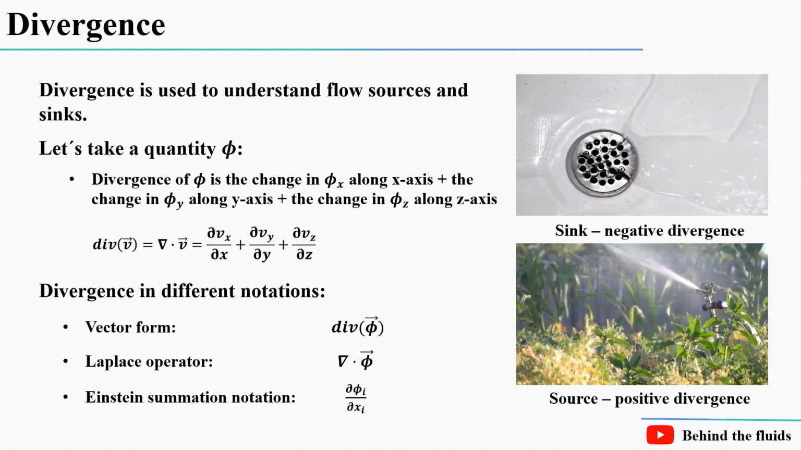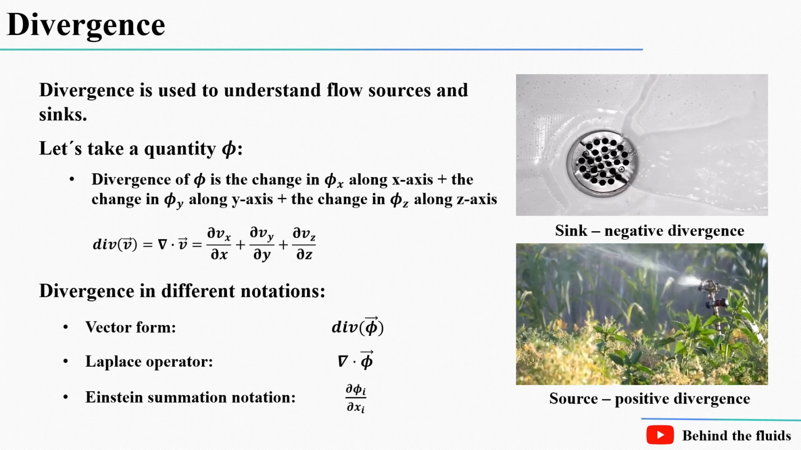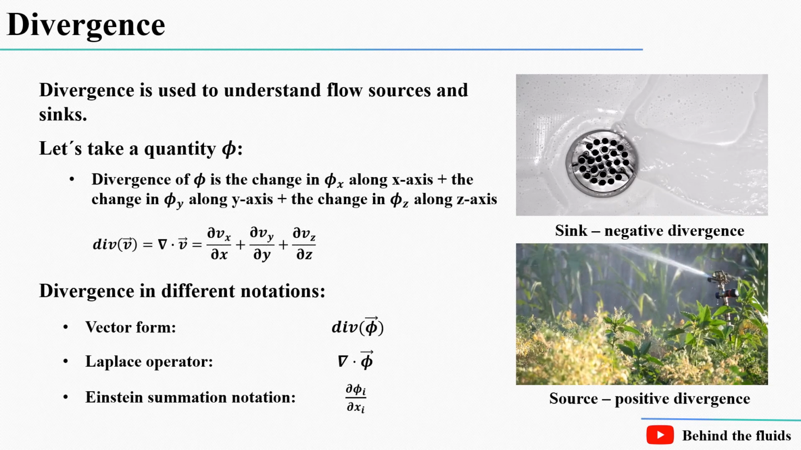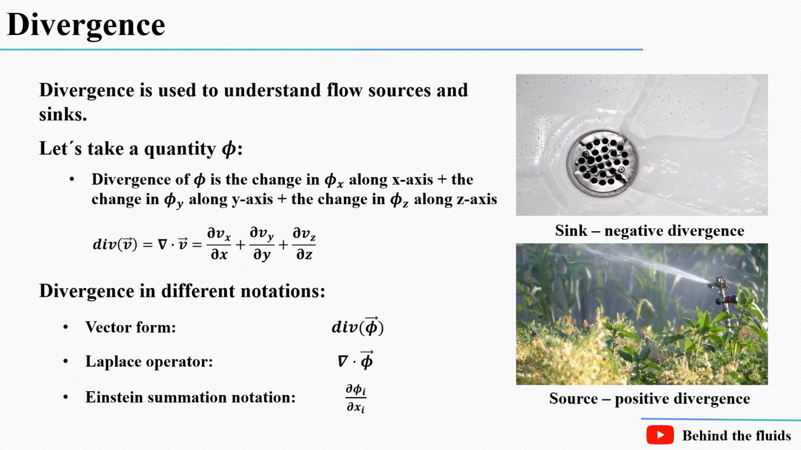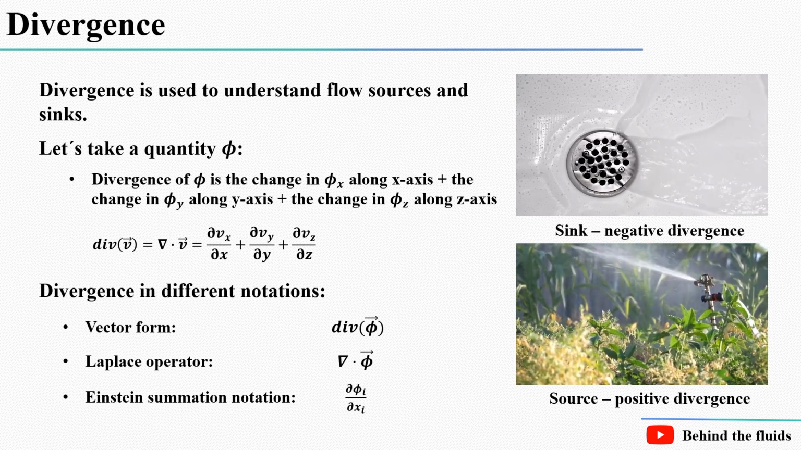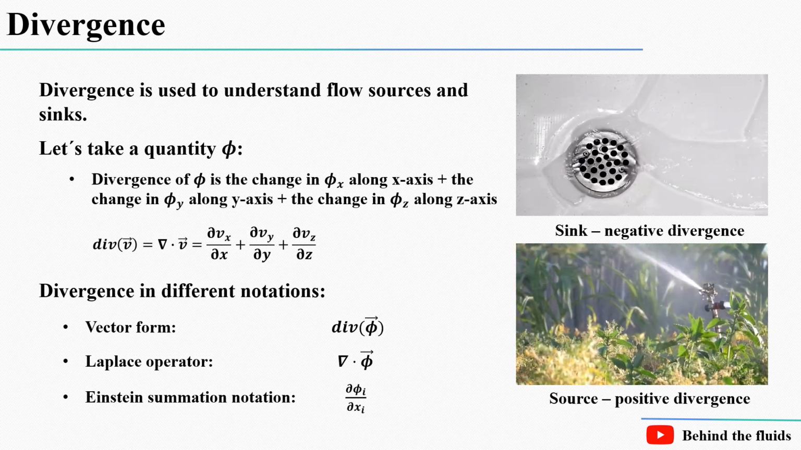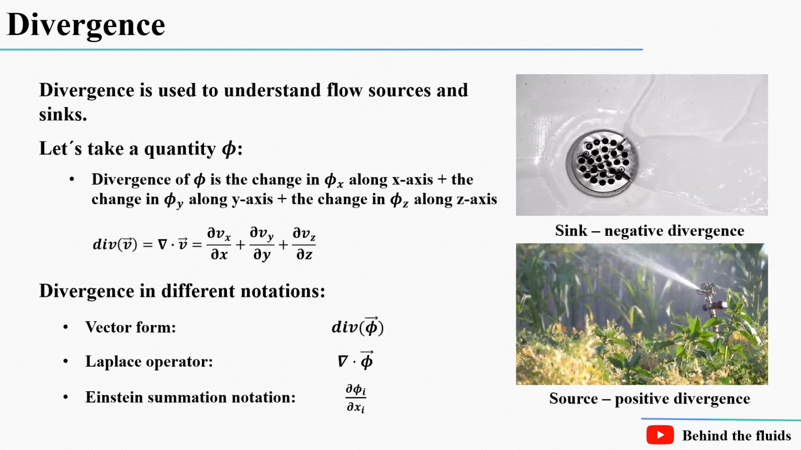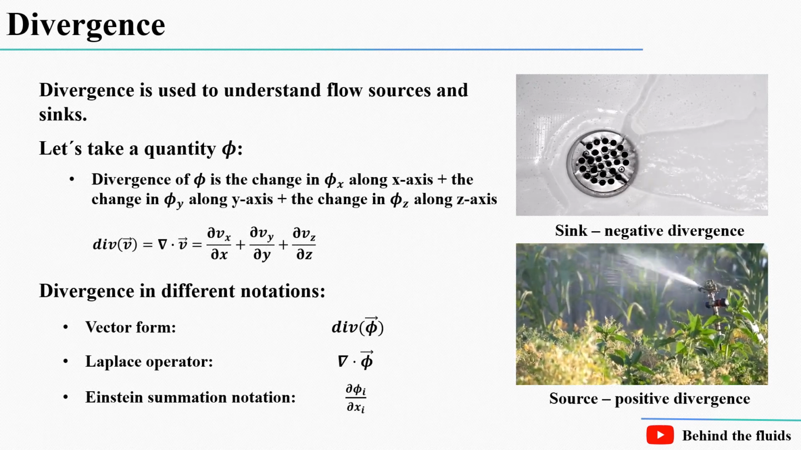Next, we examine divergence. As these illustrations show, divergence helps us understand the behavior of a vector field, specifically whether there are sources from which the fluid is emanating or sinks towards which the fluid is flowing. For a vector quantity phi, such as the velocity field of a fluid, the divergence, written as divergence of phi vector, equals nabla dot phi vector, is a scalar quantity.